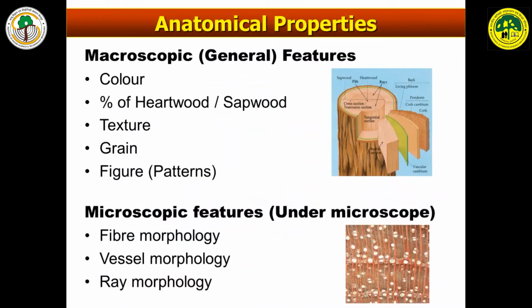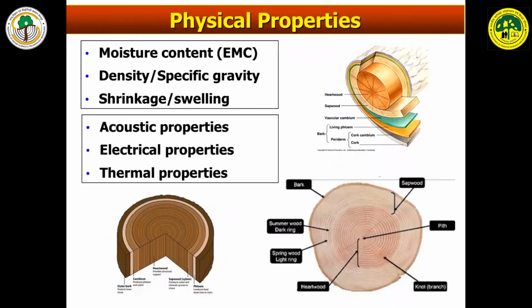Now here are some details. Anatomical properties, or general features like the color of the wood, the percentage of heartwood and sapwood, texture, grain, and figures, meaning the patterns present on the surface, come under this. Similarly, microscopic properties, which are seen under a microscope, are fiber morphology, vessel morphology, and ray morphology. These are the physical properties, as I told you: moisture content, density, and shrinkage. And then the acoustic properties, electrical properties, and thermal properties also come under the physical properties.